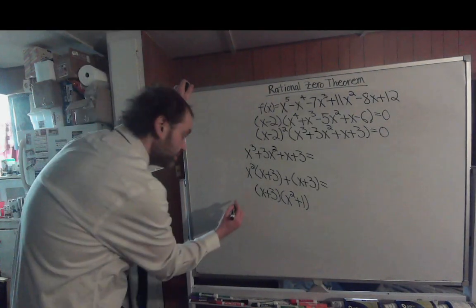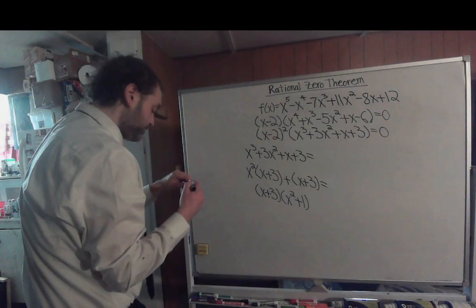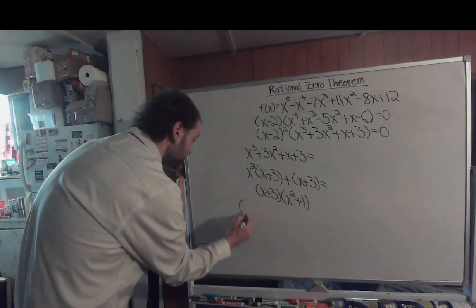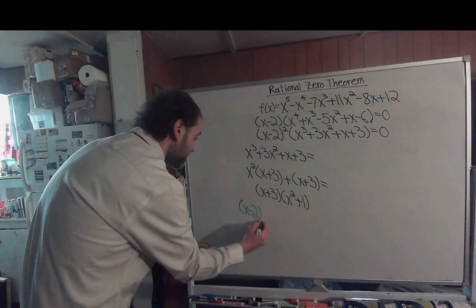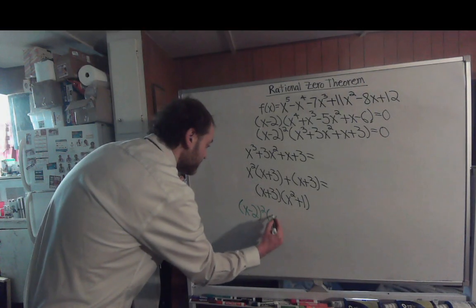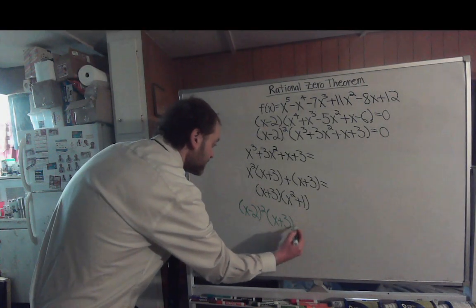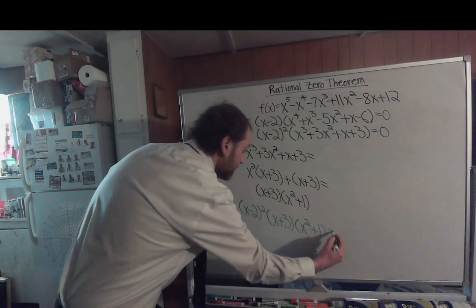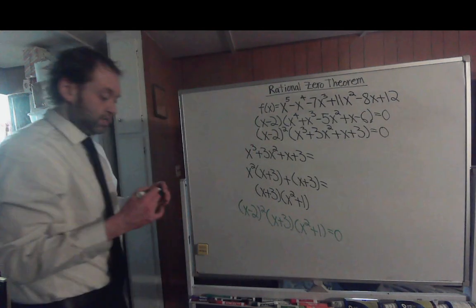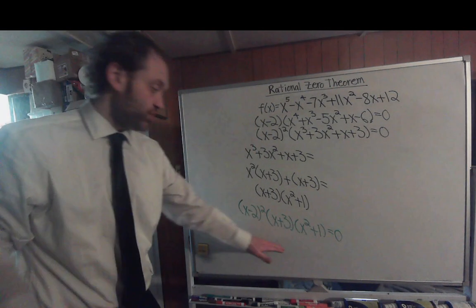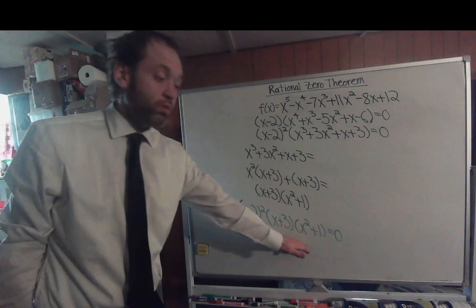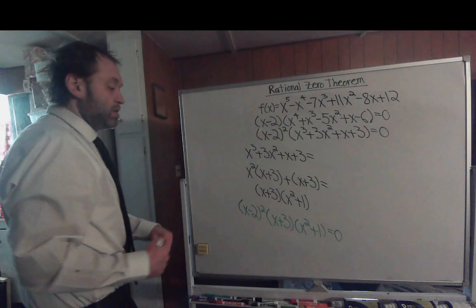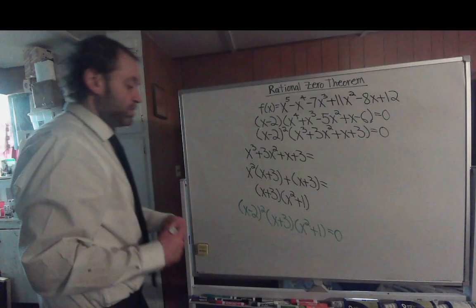So this can all be rewritten as x minus 2 to the second power times the quantity of x plus 3 times x squared plus 1 equals 0. So now we have the complete factorization. Well, x squared plus 1 will produce imaginary results, so we don't even care about that. We just have to figure out these other ones.